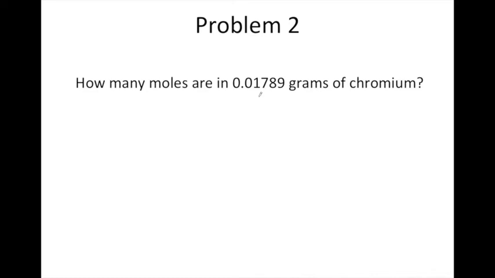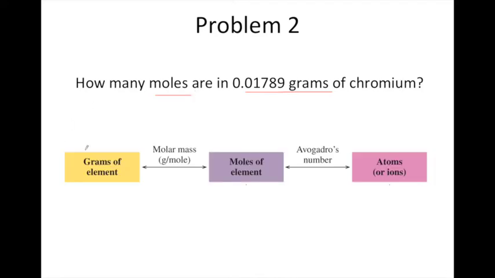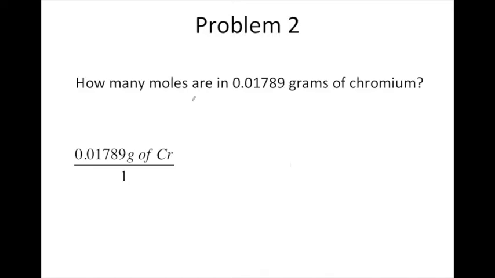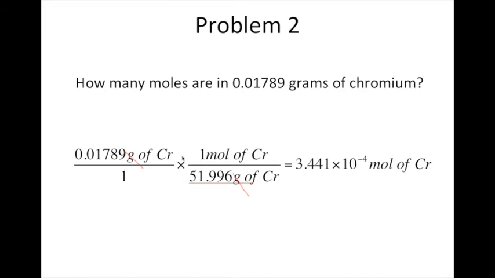Okay. So we're given the mass in grams and asked how many moles do we have. Let's look at our strategy. If we're given grams and we want to go to moles, well, we need the molar mass, in this case of chromium. That's going to be our conversion factor. Looking at our periodic table, we see the molar mass of chromium. So I'm going to write down what I'm given, the grams over 1. Now I need to use the molar mass as a conversion factor. 51.996 grams of chromium per 1 mole. Moles on top. I want grams to cancel, so I put grams on the bottom. And if I multiply these two, I'll figure out how many moles of chromium I have.